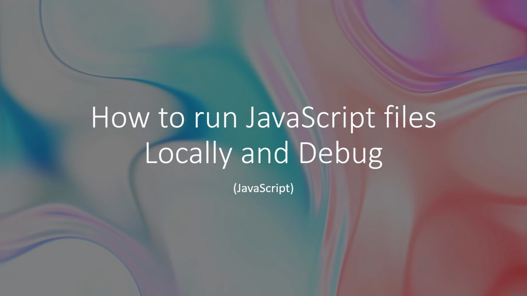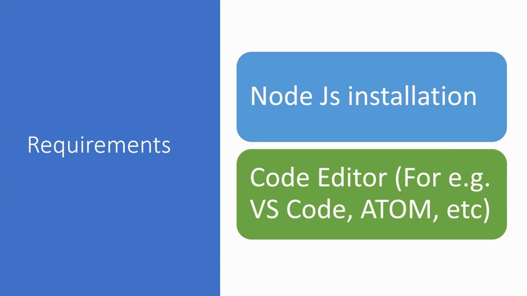Hello, today we are going to talk about how to run JavaScript files locally and debug them. To run a JavaScript file locally or debug them, we have two basic requirements. First, Node.js. It should be installed onto your system. And second, you should be using a code editor.